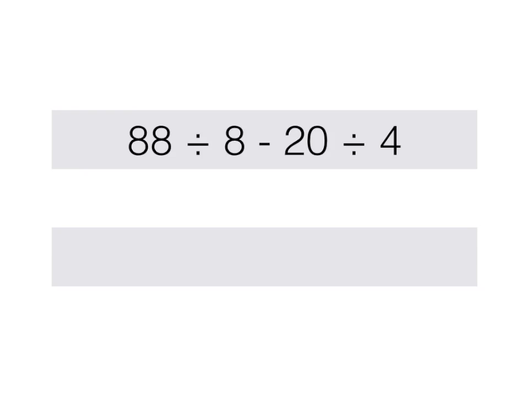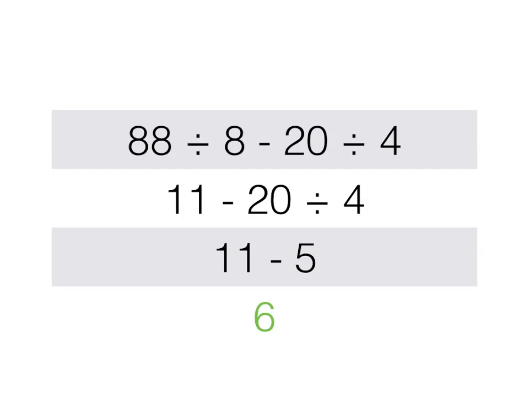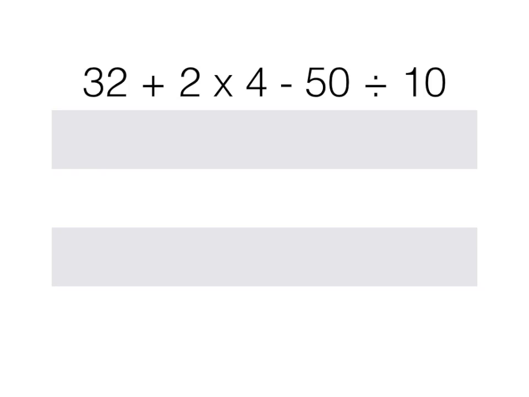So before we subtract, we must divide. 88 divided by 8, that is 11. 20 divided by 4, that is 5. 11 minus 5, that is 6. So our answer would be 6. Last one. 32 plus 2 times 4 minus 50 divided by 10.